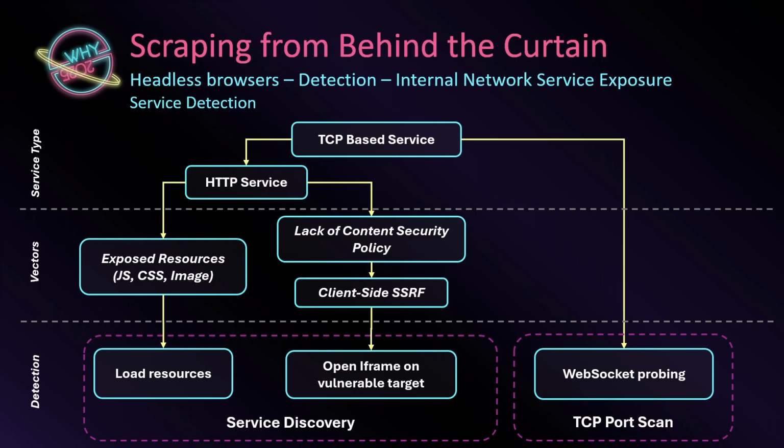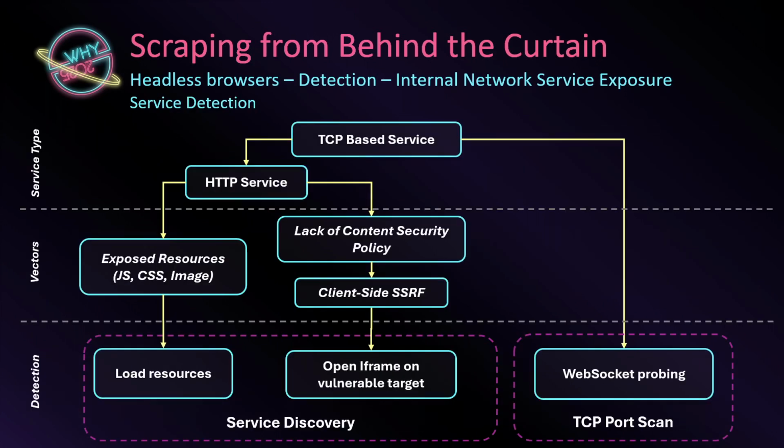You can, for example, use exposed resources. If a web service exposes JS, CSS, or images, you can just load this resource on your web page and check whether it exists. So you can do service detection for HTTP services only, because on the web side, the same-origin policy doesn't concern exposed resources. For JavaScript, this works only for ES modules, but not for JavaScript that is not a module.